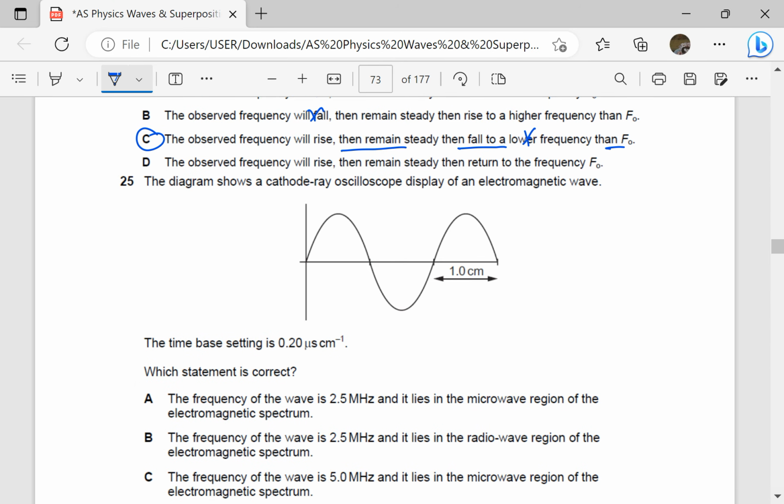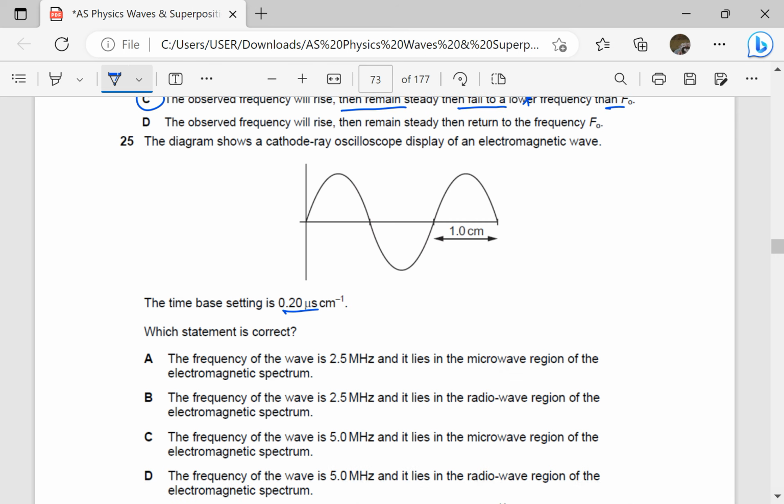The diagram shows a cathode ray oscilloscope display of an electromagnetic wave. So the speed is the speed of light. The time-base setting is 0.2 microseconds per centimeter. Which statement is correct? The frequency of the wave is 2.5 megahertz.